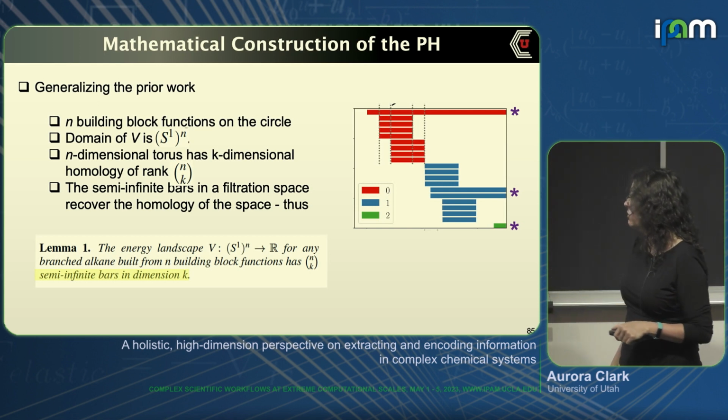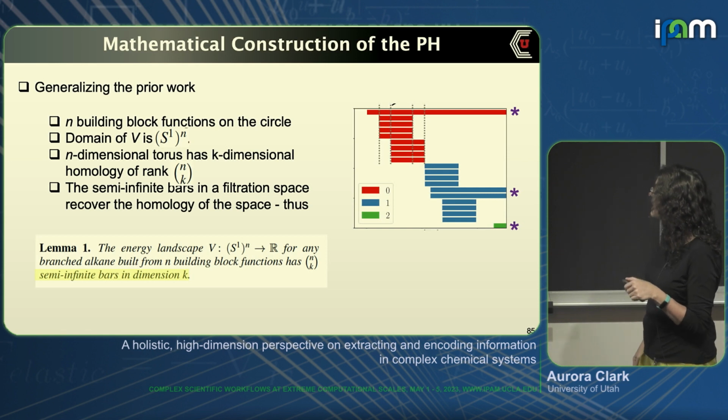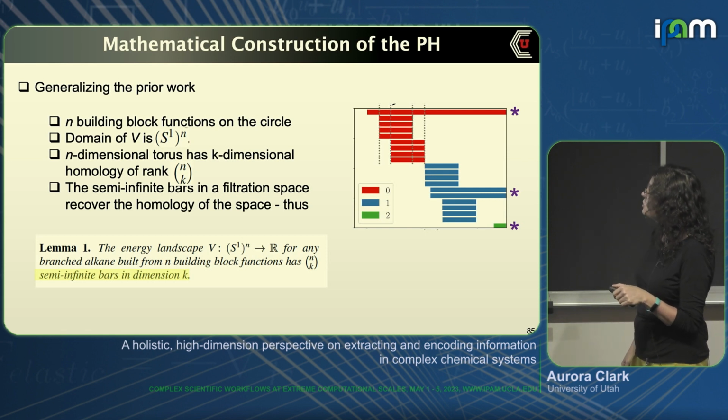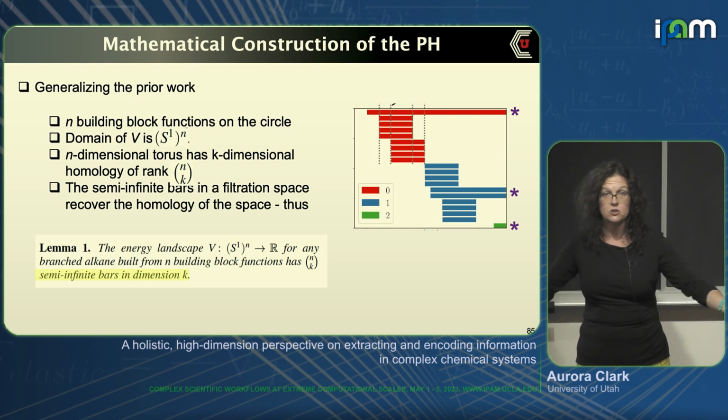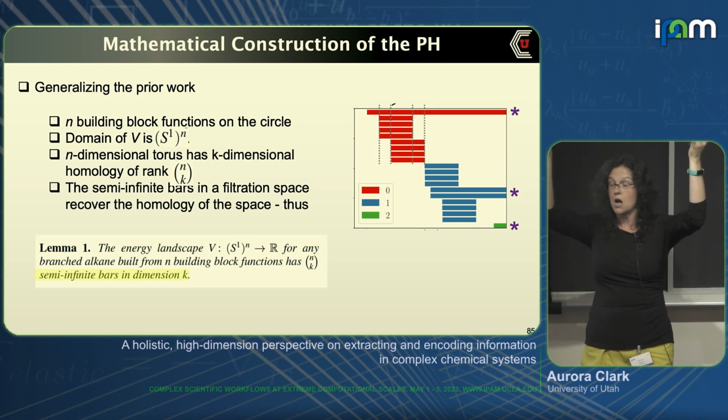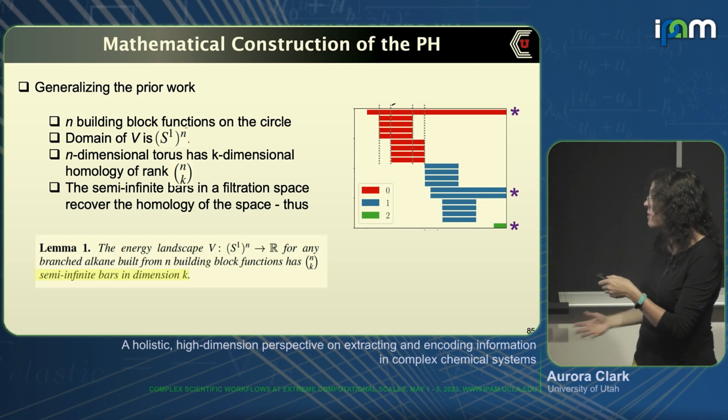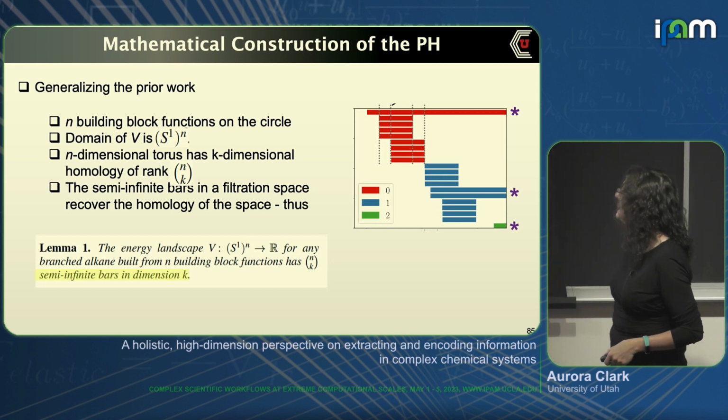And so first we say, okay, well, how many semi-infinite bars do we have? So these are these bars that derive from the global minima on our potential energy landscape going all the way up to the top, okay? And we can prove how many semi-infinite bars we have.